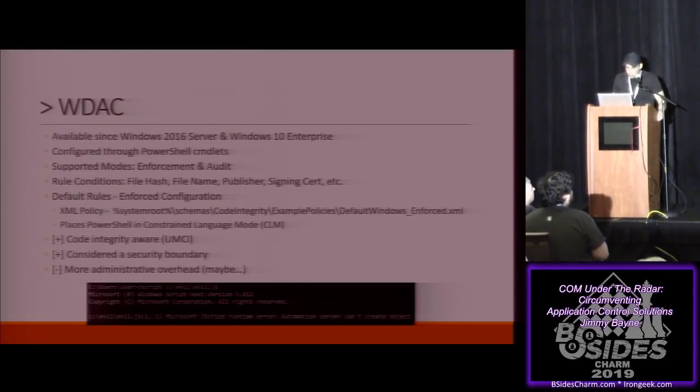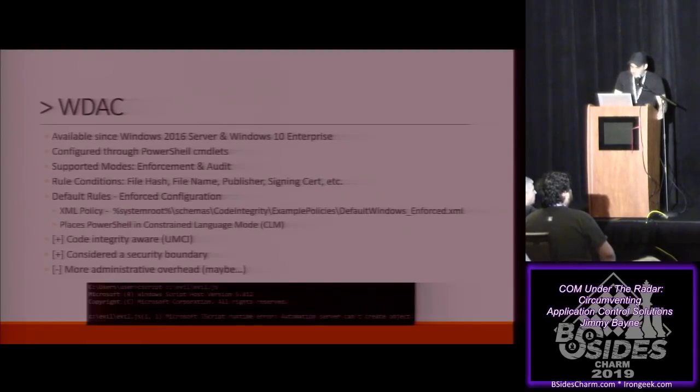Rule conditions are based on rule levels that include file hash, file name, publisher, and various levels of certificate signing, based on different levels of signing. The default rules can obviously be set, but for the most part, those are very restrictive, so companies should create their own rules in order to customize whatever fits their organization.